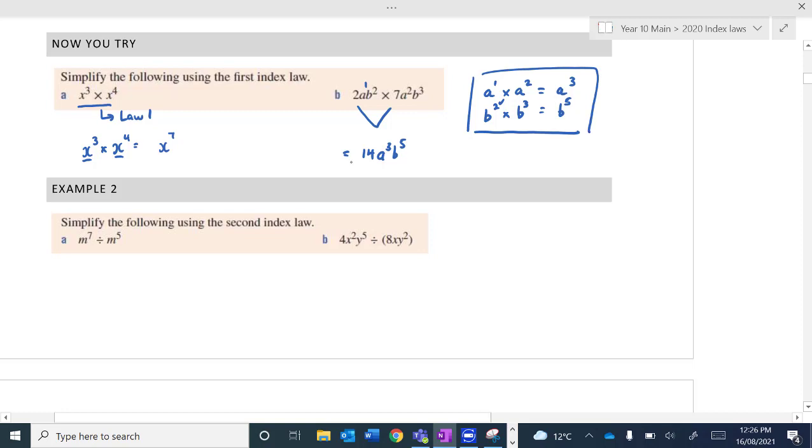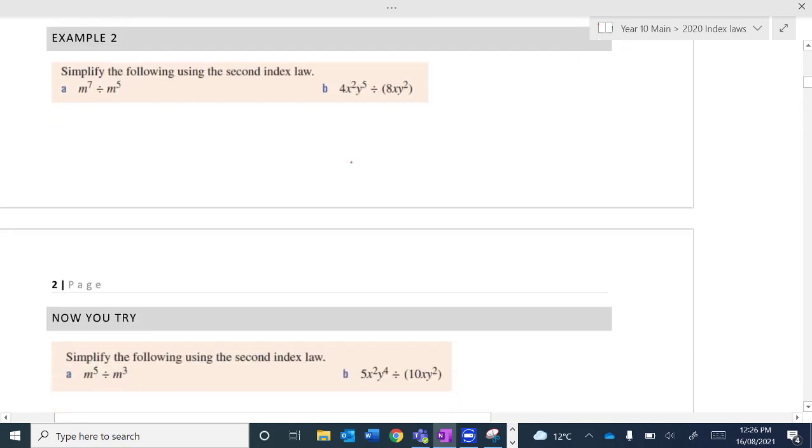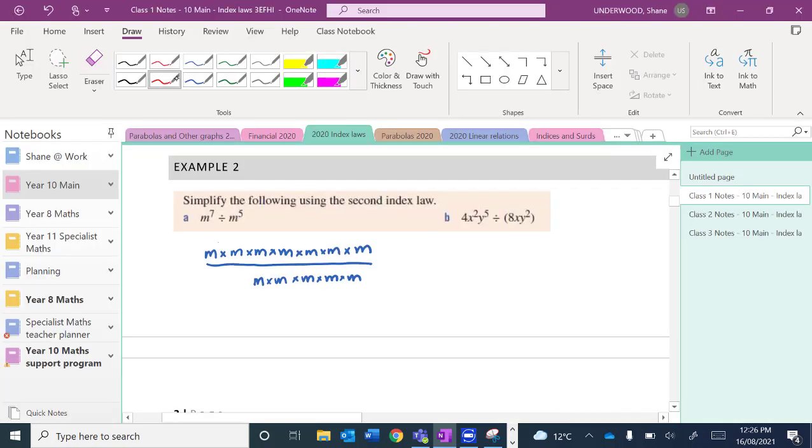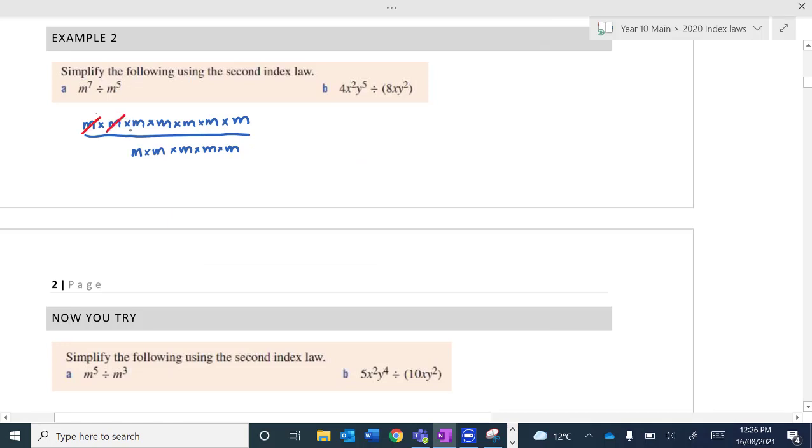Okay. All right, now this time, example 2, we're looking at law 2, and we have said that two indices of the same base, well, you know what we can do? What is m in expanded form? m times m to the power of 7 is this, isn't it? That's m to the power of 5, m to the power of 6, m to the power of 7. Now, if I have m to the power of 5 and I'm dividing, it's m times m times m times m times m. Yes, it's not the greatest way to do it, but hopefully you can see, though, that I've got 1, 2, 3.